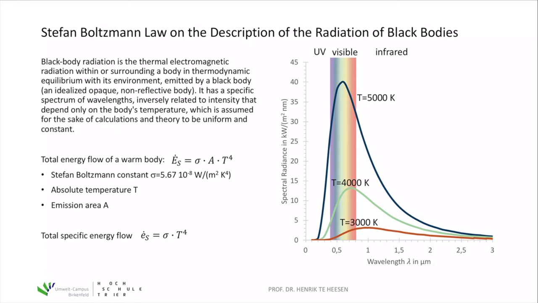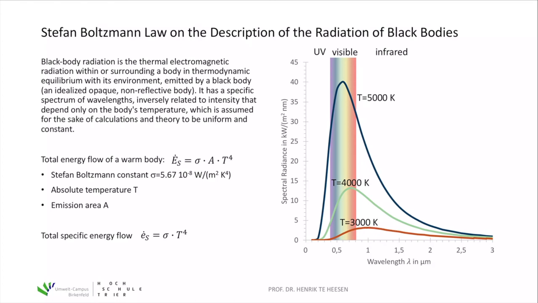For a body, for example, with a temperature of 5000 Kelvin, you see that the maximum is at, let's say, 500 to 600 nanometers, so within the visible spectrum. And the cooler the body is, for example, if the body has a temperature of 3000 Kelvin, then the slope of this curve differs. It's more flattened, and the maximum is at a higher wavelength, so in the region of infrared radiation, so heat radiation.